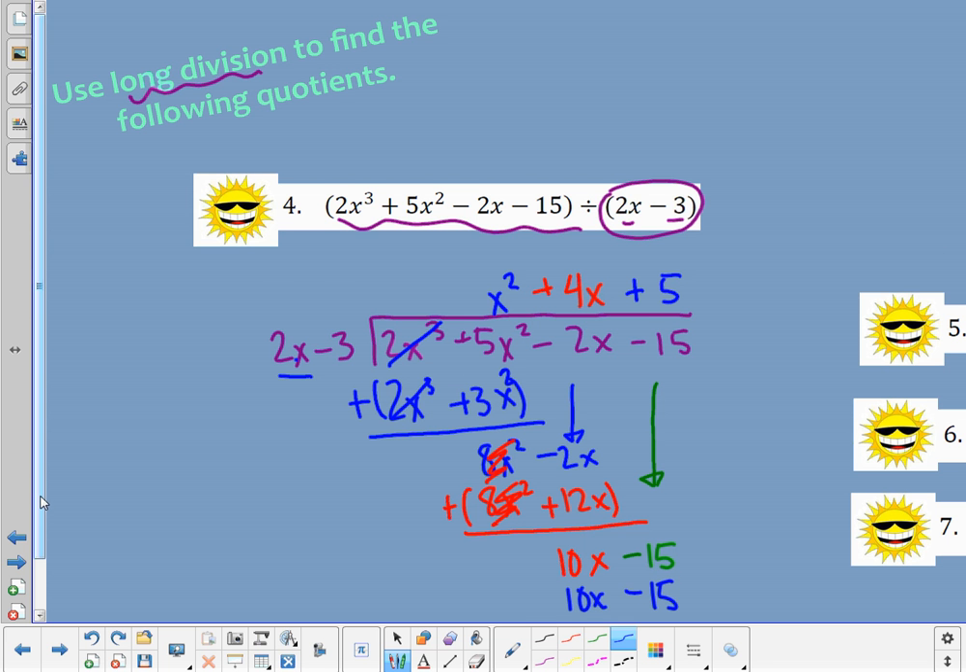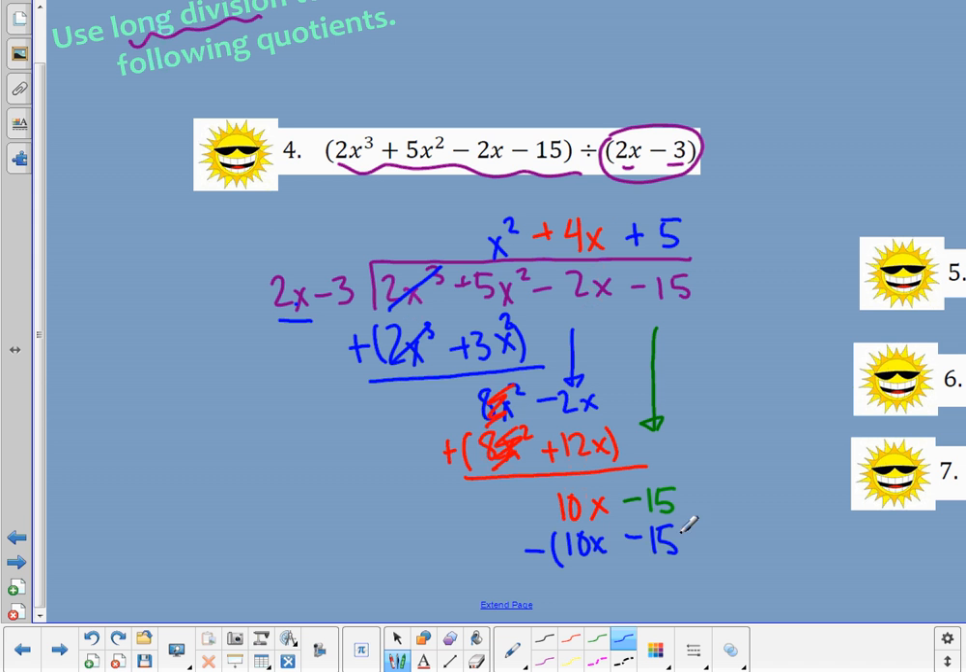And that looks pretty good, because what happens when I subtract here is 10x minus 10x is 0. Negative 15 minus negative 15, remember that's plus a positive, is going to give me 0 as well. So I have no remainder left over here, and this is my answer, my quotient.